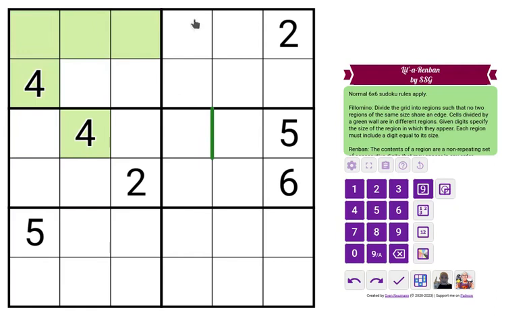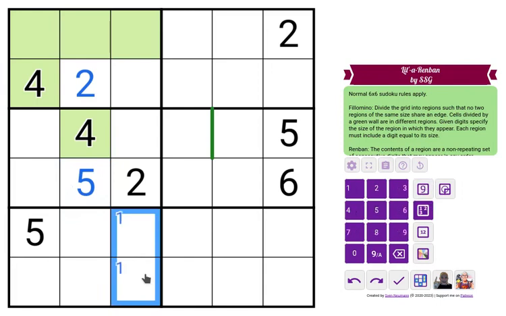So it's a Renban, but doesn't contain. Well, maybe I should. So the two goes here. Using some Sudoku, the first 5. And 4 here, 2.